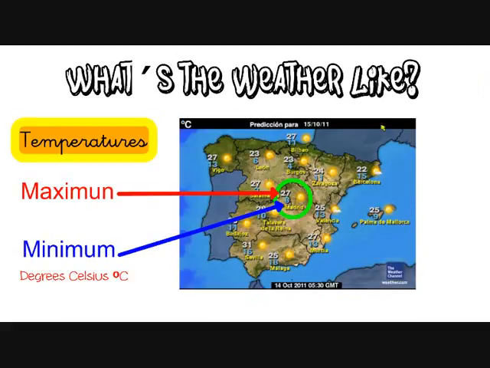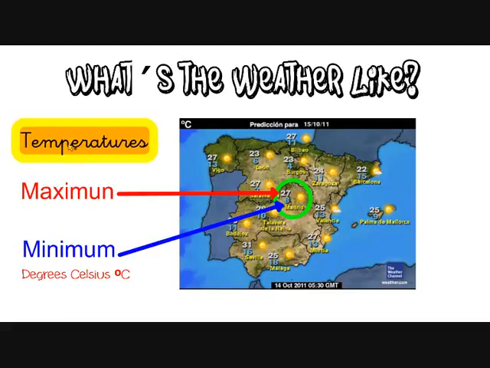Also, in the weather forecast, they tell us about the maximum temperatures, and the minimum temperatures. And when we see this symbol, this little o and the big C, it means degrees Celsius. So here in Madrid, the maximum temperature is going to be 27, and the lower is going to be 8 degrees Celsius.